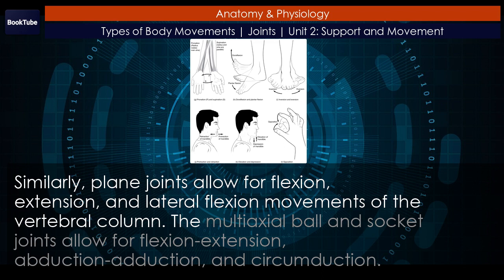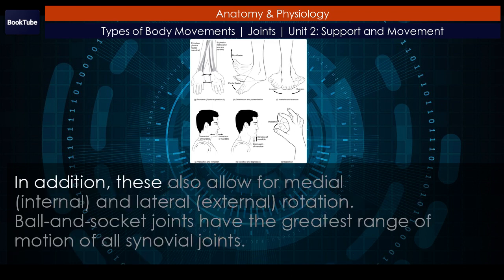The multiaxial ball and socket joints allow for flexion, extension, abduction, adduction, and circumduction. In addition, these also allow for medial (internal) and lateral (external) rotation. Ball and socket joints have the greatest range of motion of all synovial joints.